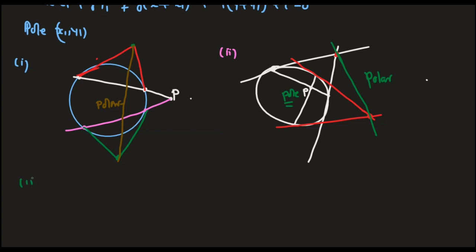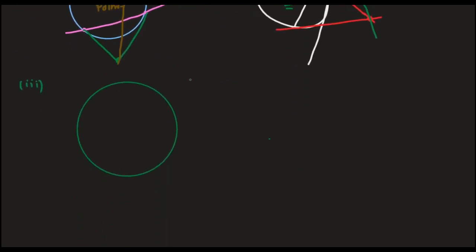A third case may happen, when the point is exactly on the circle. So what will happen in that case? Suppose now it is our circle, and we have the point here, point P. This is our (x1, y1) point. Through this point you have to draw a line which intersects your circle at 2 points.